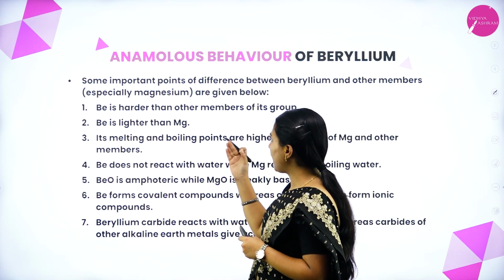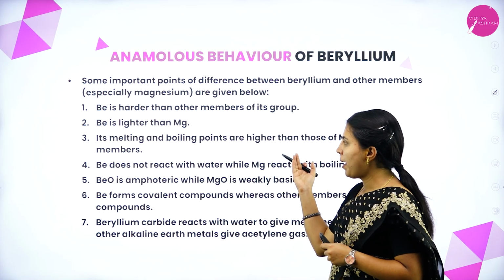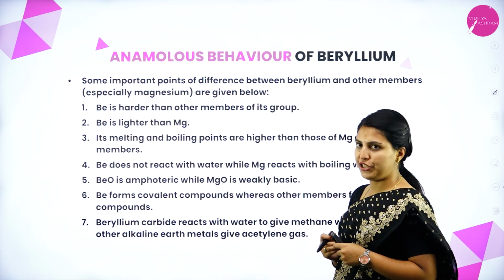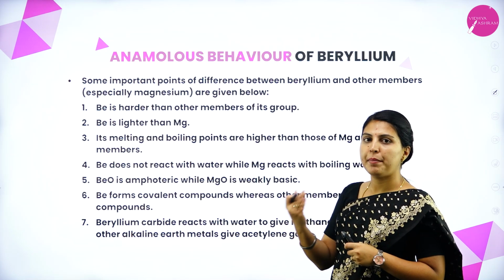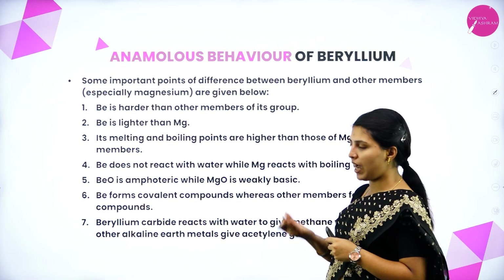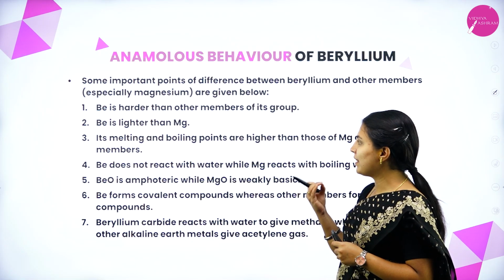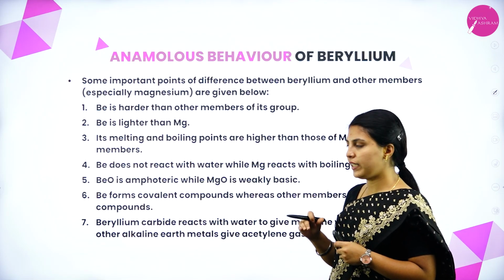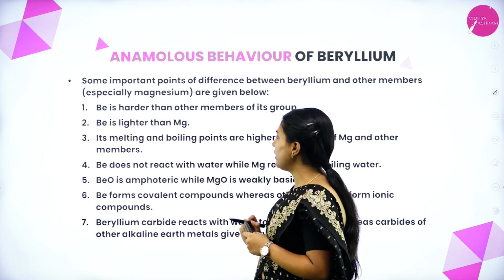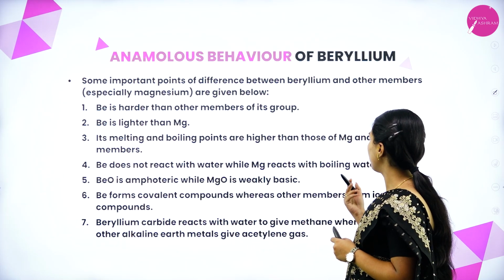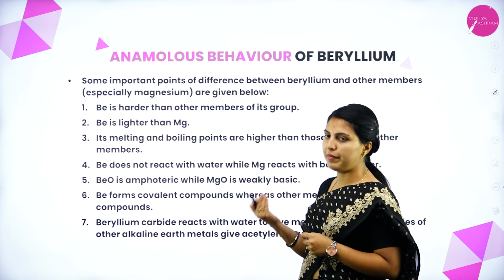Beryllium is harder than other members of its group. Beryllium is lighter than magnesium. They are comparing beryllium and magnesium. Beryllium is harder but lighter than magnesium. Its melting and boiling points are higher than those of magnesium and other members.